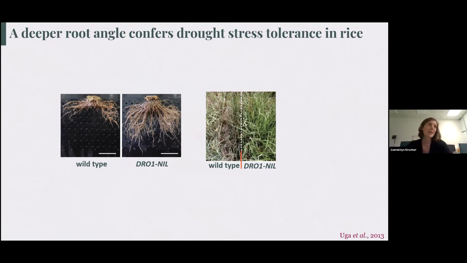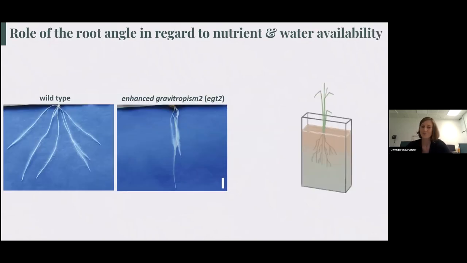These kinds of studies are rare so far because there's not a lot of germplasm with different root angles, basically because breeding so far has focused on the shoot of plants, so there's a much bigger collection and much more knowledge there. But with the EGT2 mutant, we can now have a direct comparison between a shallow rooting plant and a very steep rooted plant. And the good thing about EGT2 is also that the phenotype is not pleiotropic.